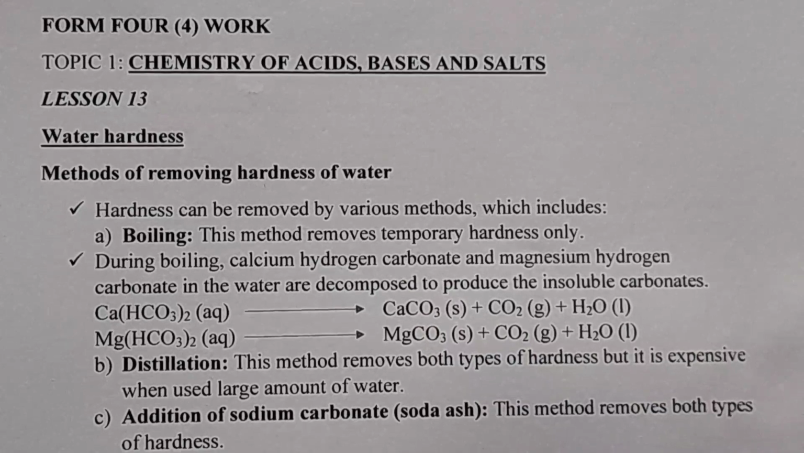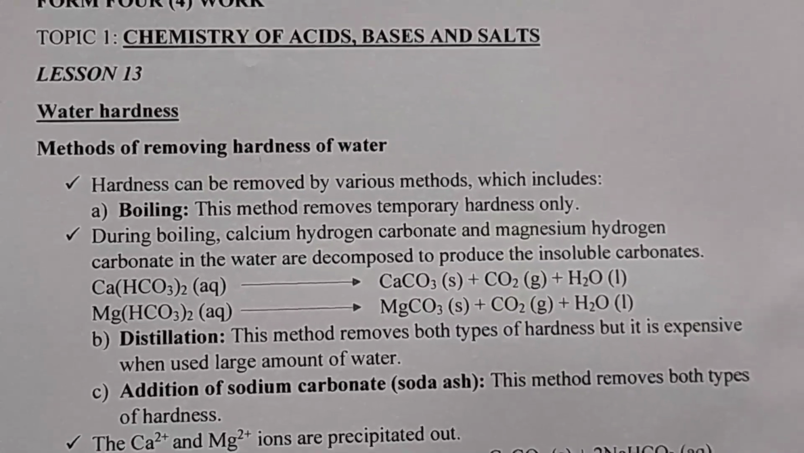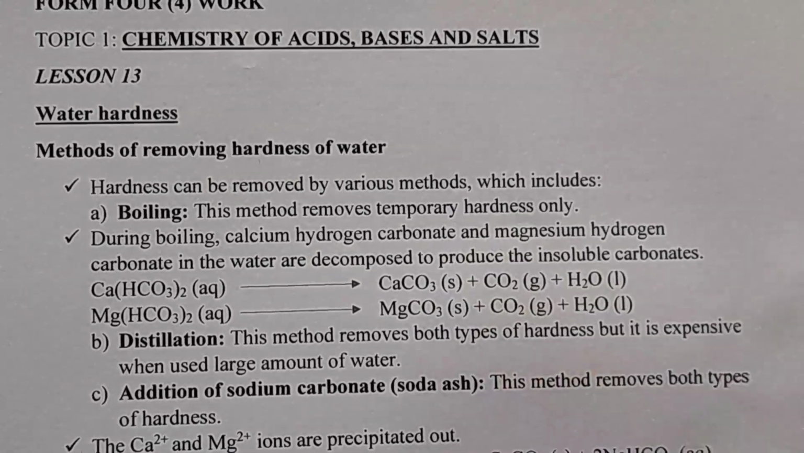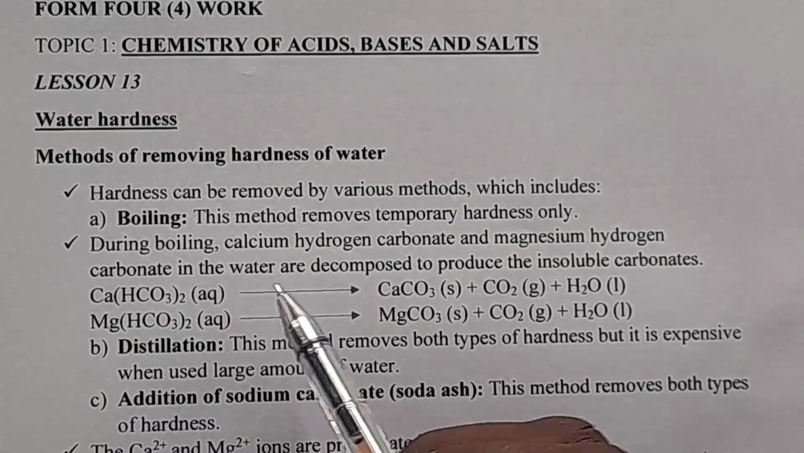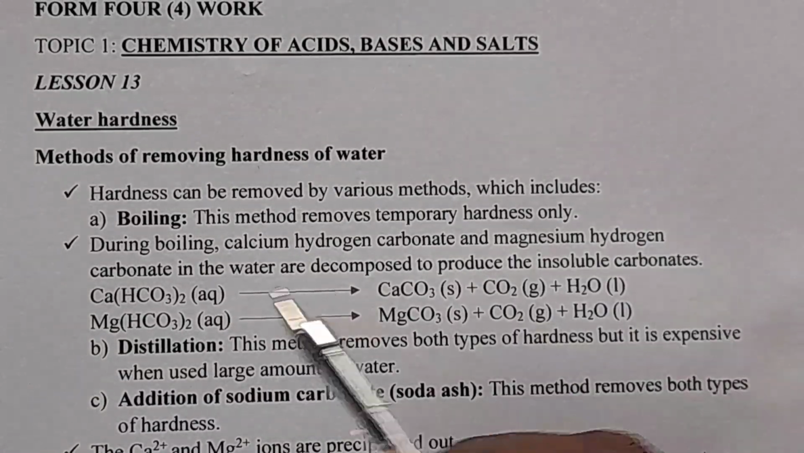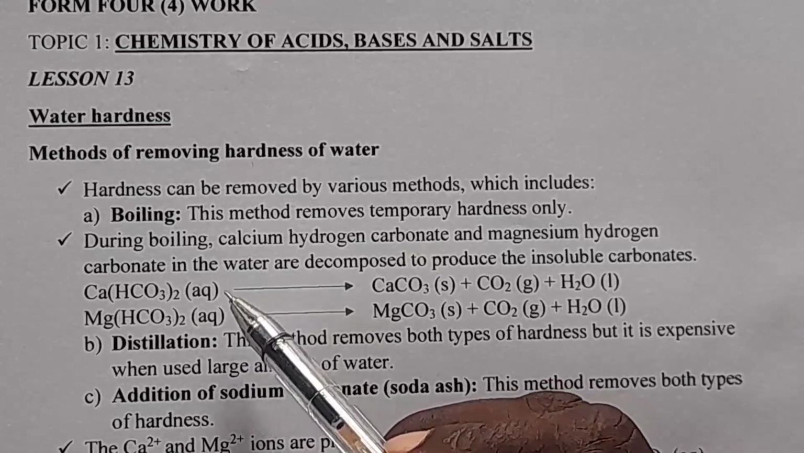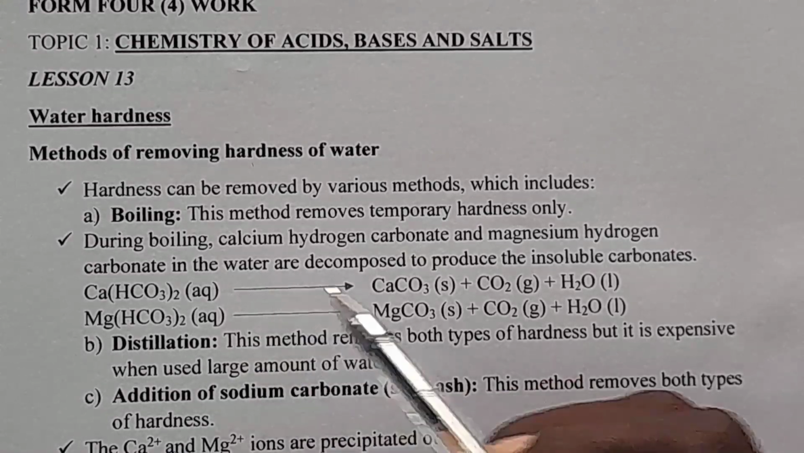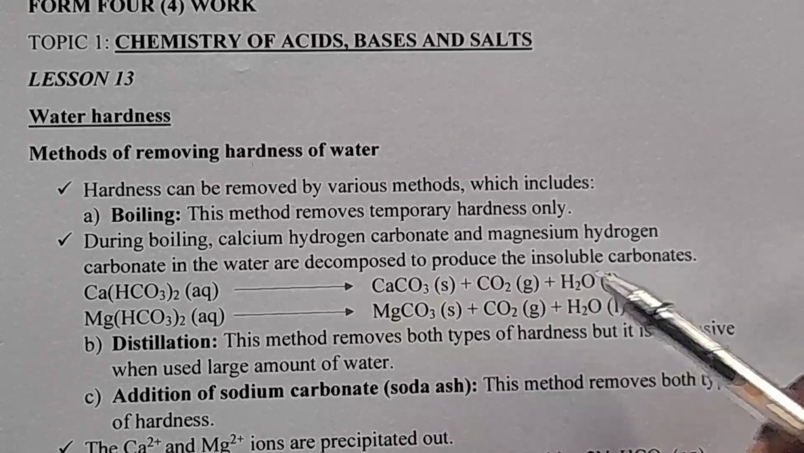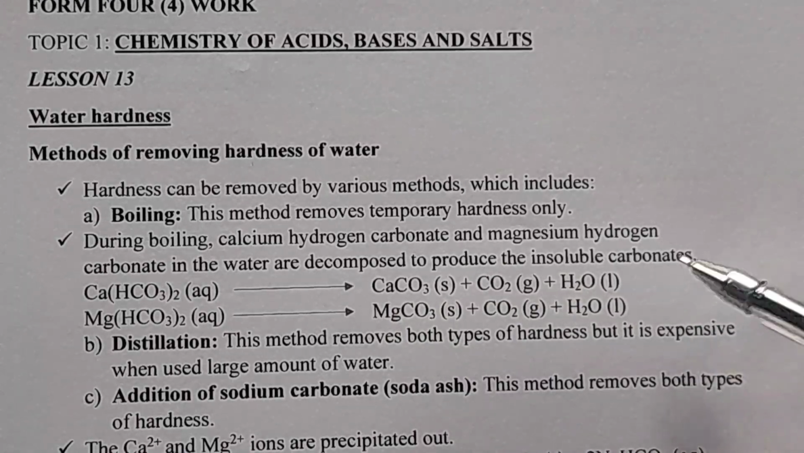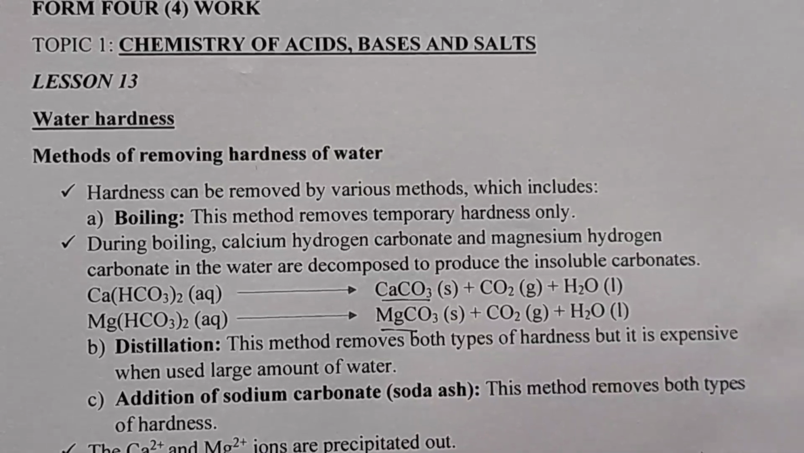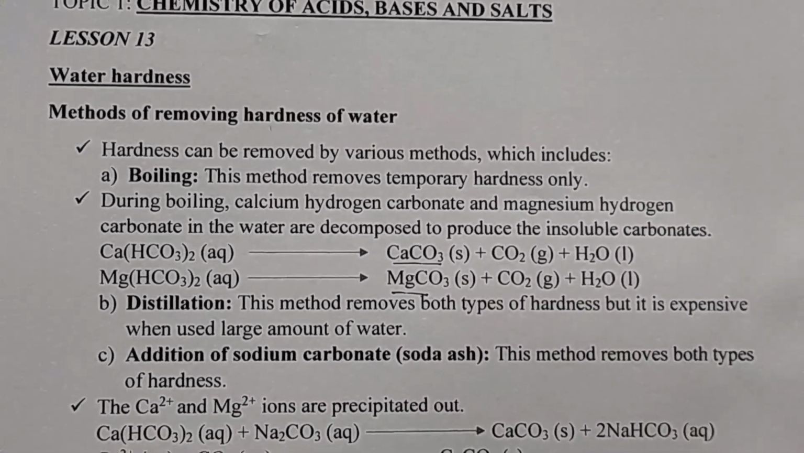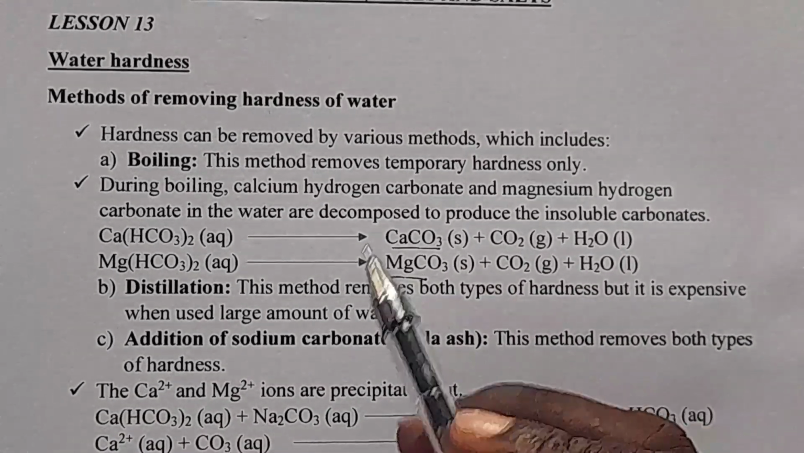Which include, one, boiling. This method removes temporary hardness only. During boiling, calcium hydrogen carbonate and magnesium hydrogen carbonate in the hard water are decomposed to produce the insoluble carbonates, that is, insoluble calcium carbonate and magnesium carbonate. Remember, we were told in Form 2, all carbonates are insoluble except group 1 and ammonium carbonate.